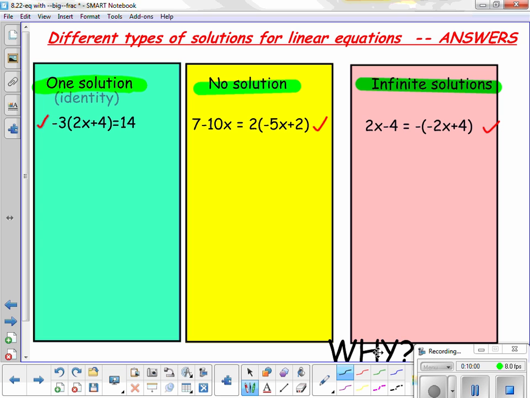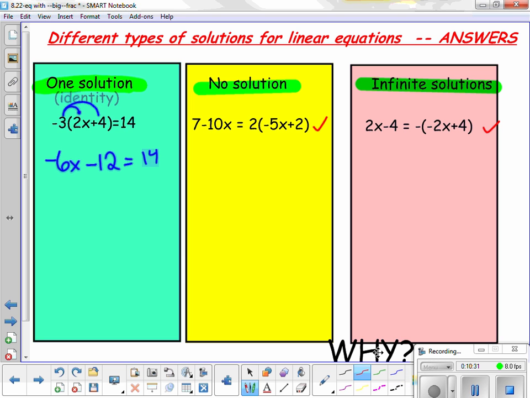Down here, let's look at the first problem, where it says there is one solution. Just for the equation, what would I do first to solve? There are parentheses with stuff going on inside of them, so I need to use the distributive property. Negative 3 times 2x is negative 6x. Negative 3 times 4 is negative 12, so we put minus 12. Bring down the equals 14.